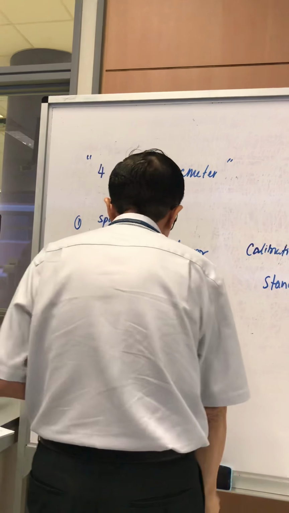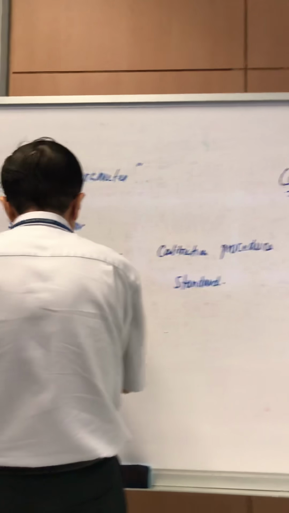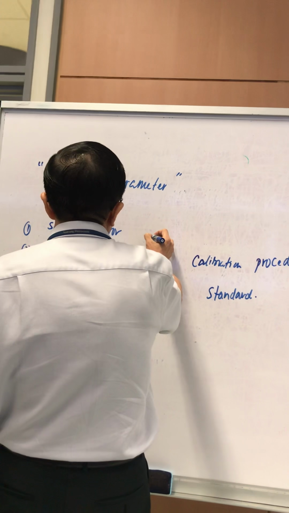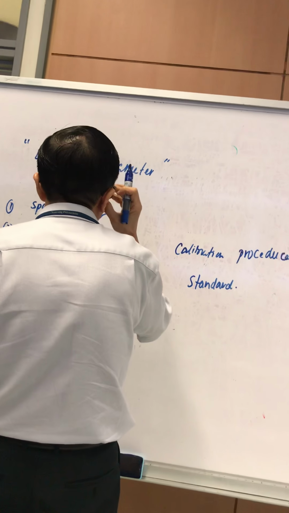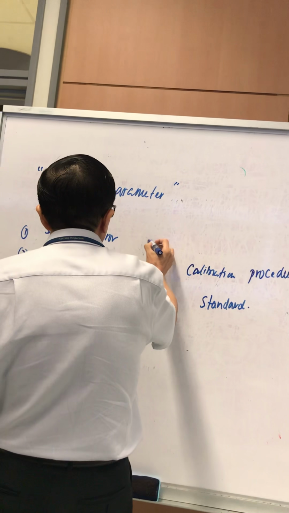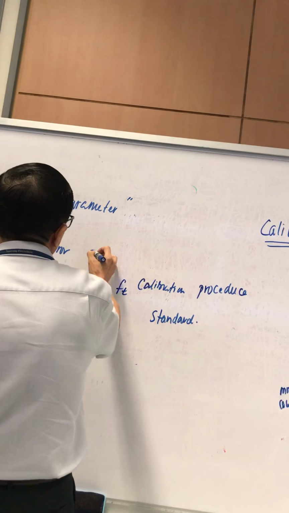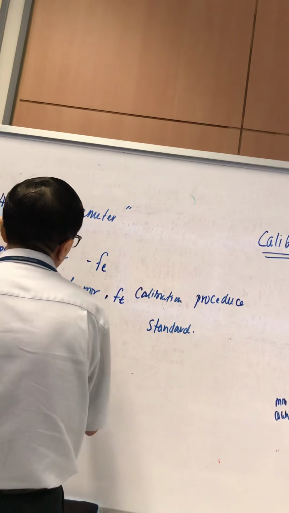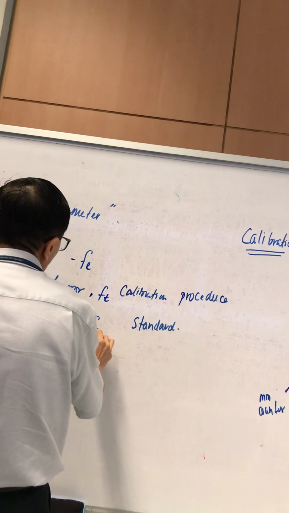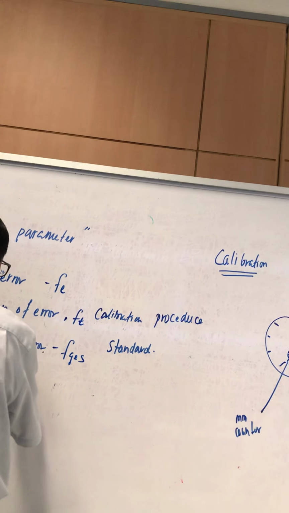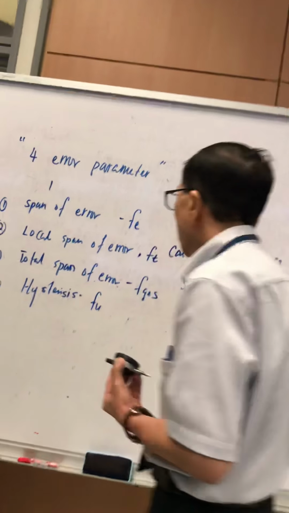Yeah, hysteresis. There's a symbol, there's an alphabet. So this is FT. This one is FE, and this is FGES. And this is F subscript U. Clear?